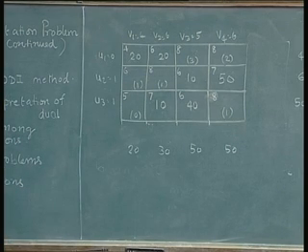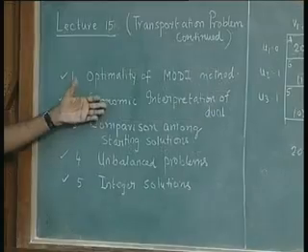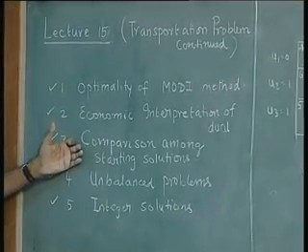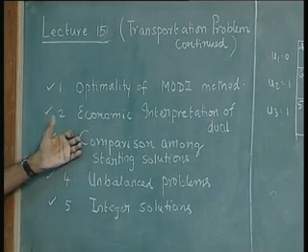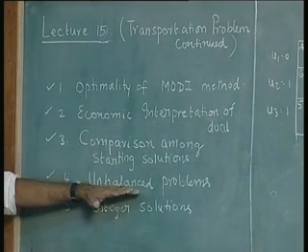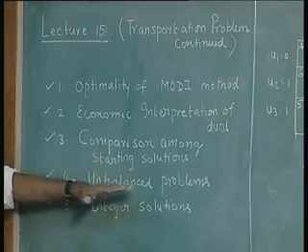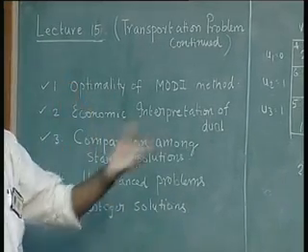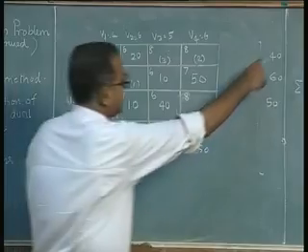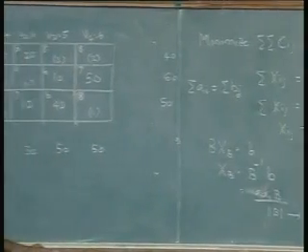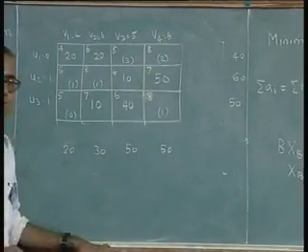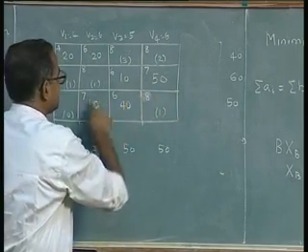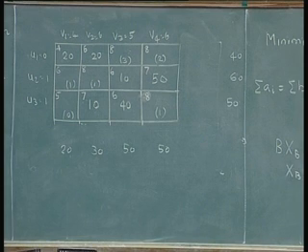How is the MODI method optimal? We looked at the economic interpretation of the duals. We made a comparison among the 3 starting solutions and the 2 optimal seeking solutions. We also looked at a way to convert every unbalanced problem to a balanced problem and to solve. And then we also said that if the supply points and the destination requirements are integers, then the transportation problem will give integer valued solutions at the optimum.